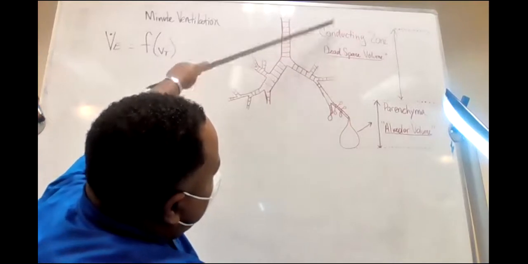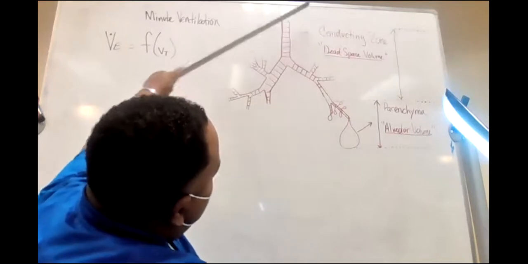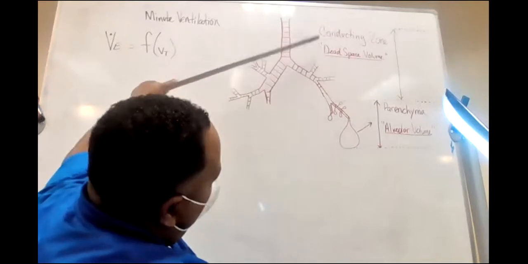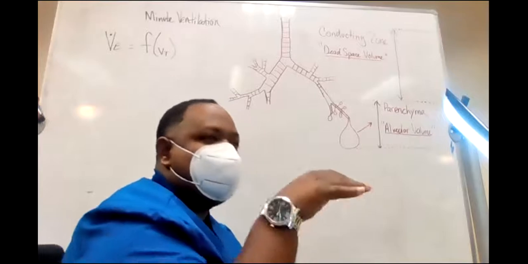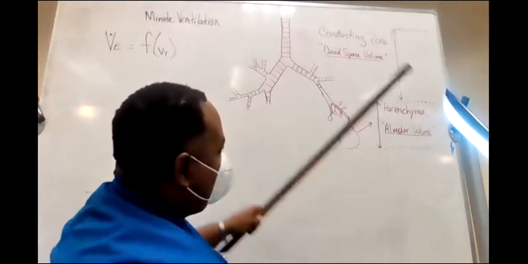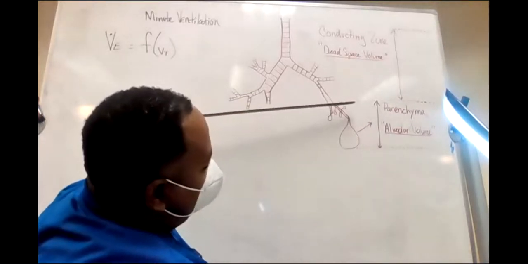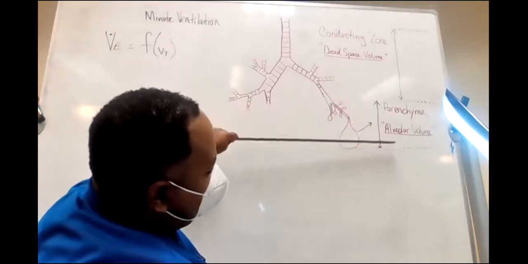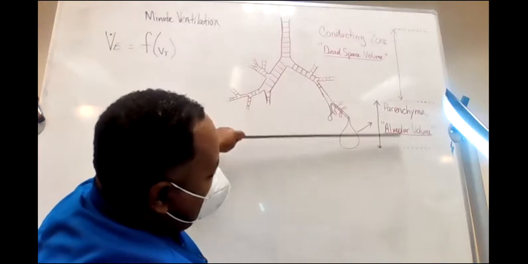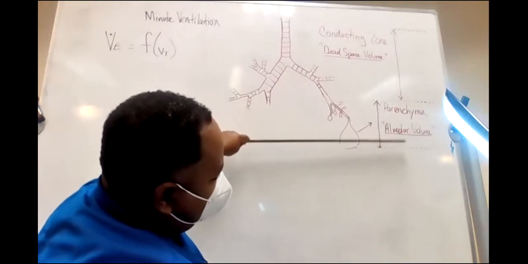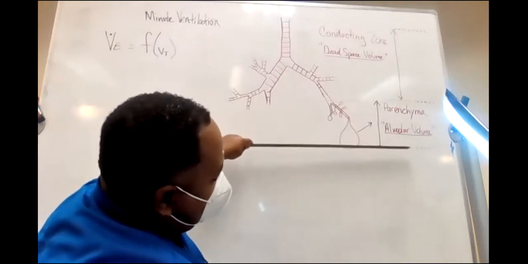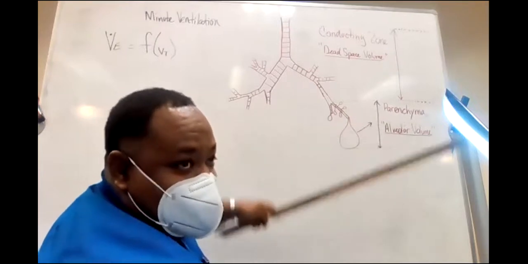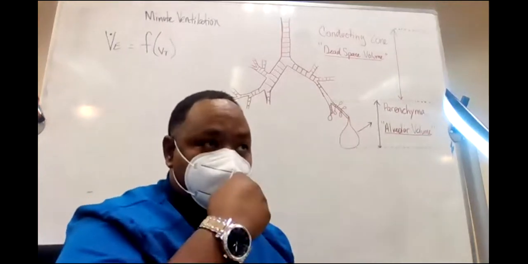This is the conducting zone, right? We said gas in this zone is only conducting, getting to the alveoli. And when we reach the respiratory bronchioles, also known as the parenchyma, that's when we get into what's actually taking place in gas exchange. Only the gas in the parenchyma is taking part in gas exchange, okay?